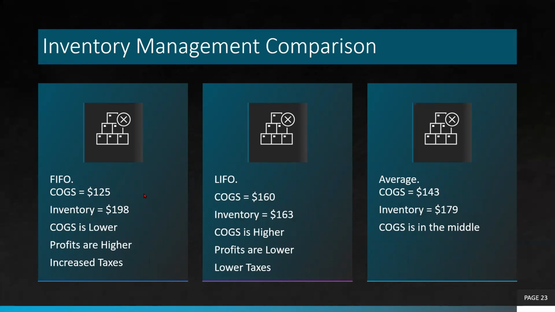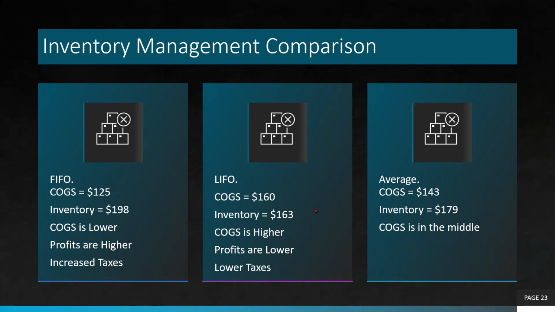So for FIFO, my cost of goods sold was $125. I have $198 left in my inventory, and my cost of goods sold is lower, which means my profits are higher. So if I have revenue of $1,000 and my cost of goods sold is $100, that's a $900 profit, and I have to pay taxes on that $900. Under LIFO, that same $1,000 in revenue minus, let's say, cost of goods sold of $500.